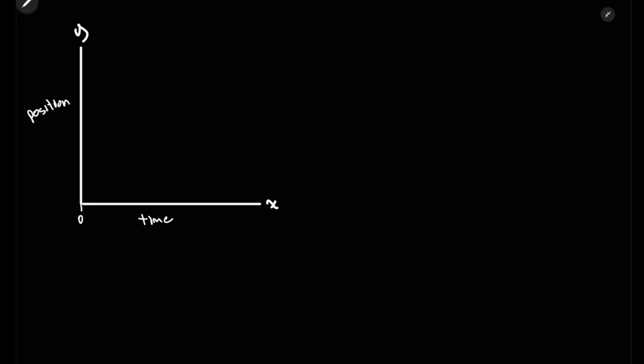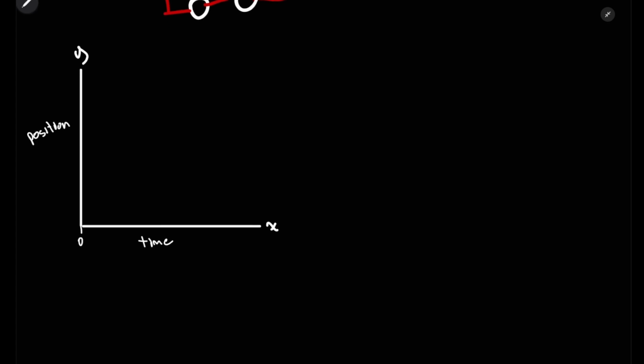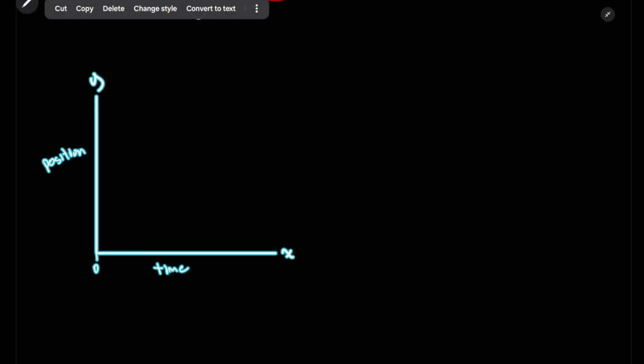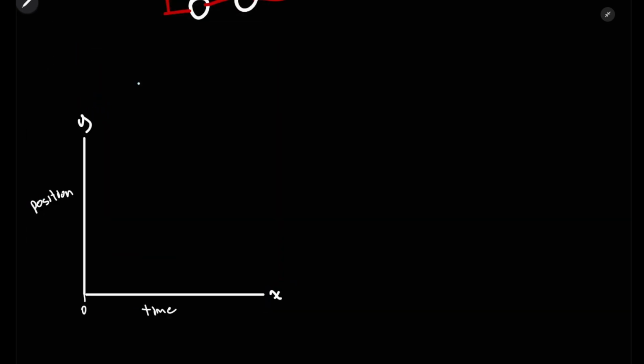This graph is going to help us understand the formula for velocity a bit better. This is what's known as a position versus time graph.